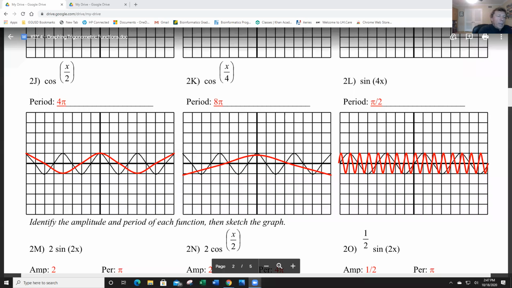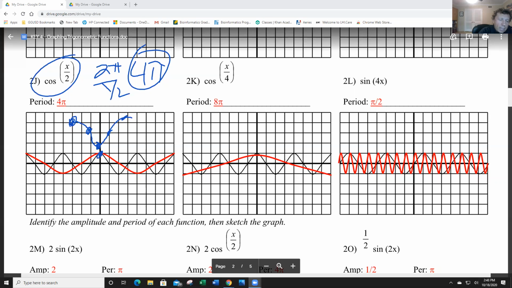So here we go. This is 2 pi divided by a half. Okay, because dividing by a half is the same as multiplying by 2, so it ends up being 4 pi. Okay, so there's 4 pi right there. All right, again, cosine goes maximum, midline, minimum, midline, maximum. So here we go.